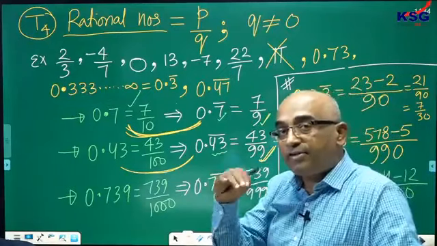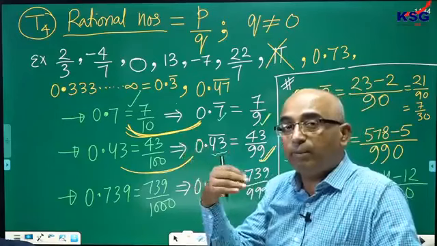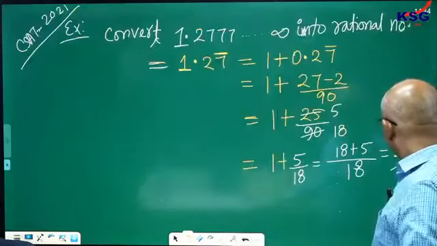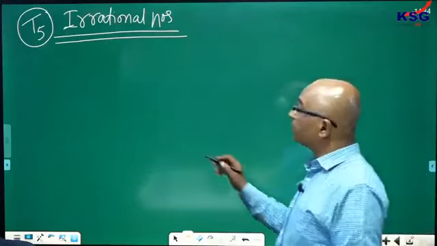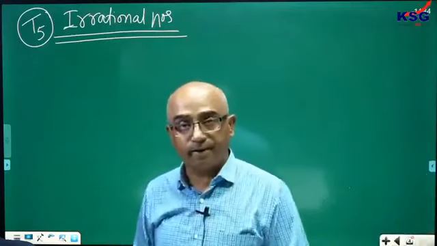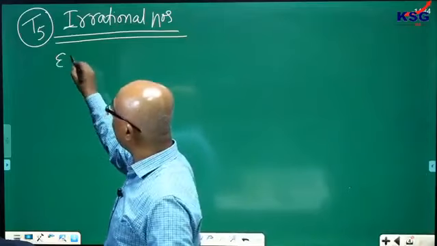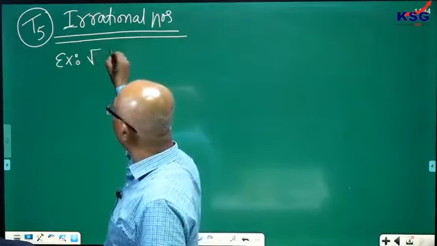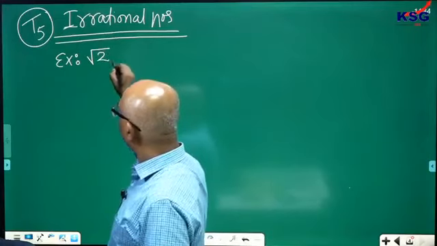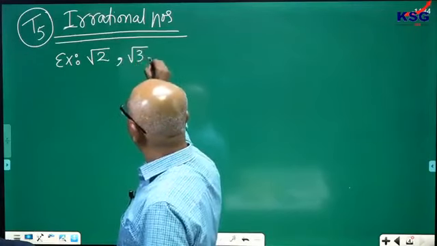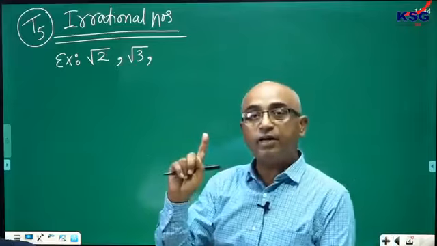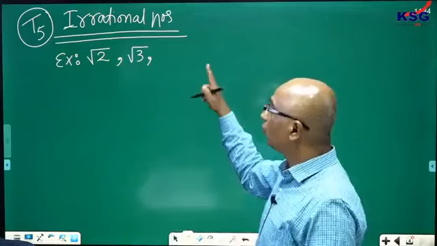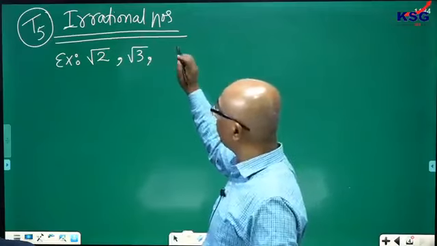Whereas irrational numbers are completely different. A number which is not rational is known as an irrational number. Let's see examples of a few irrational numbers. Practical irrational numbers we use in maths are root 2 and root 3. Remember, root 4 is not irrational, because the square root of 4 is 2. So root 4 is a rational number, not irrational.